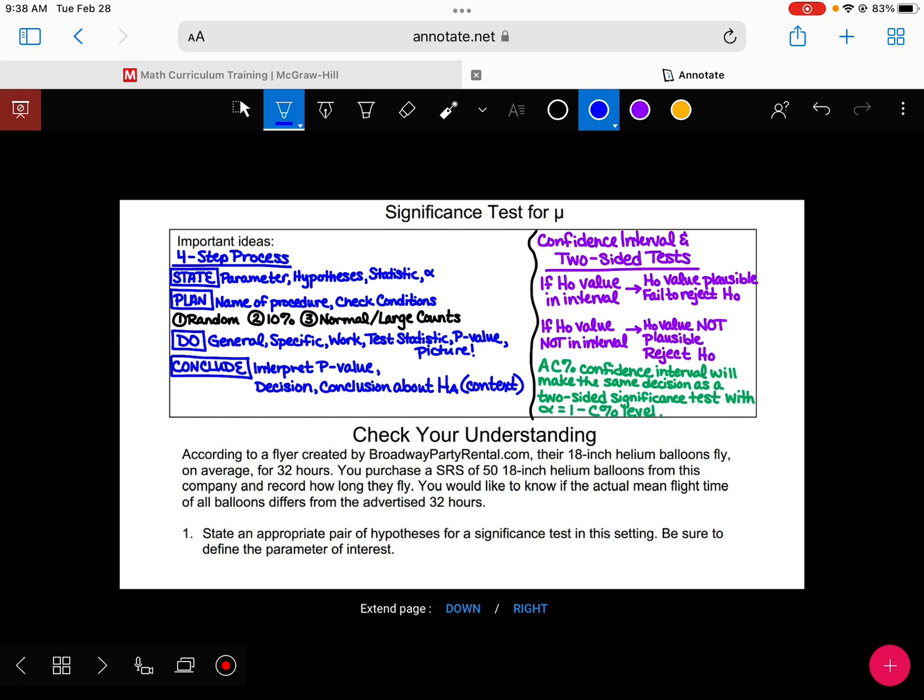Confidence intervals and two-sided tests. If the null value is in the interval, the null is a plausible value, so we would fail to reject. If the null value is not in the interval, then we're saying that the null value would not be a plausible value for the mean, and we would reject the null. A C% confidence interval will make the same decision as a two-sided significance test with alpha being equal to 1 minus whatever that C% level is.